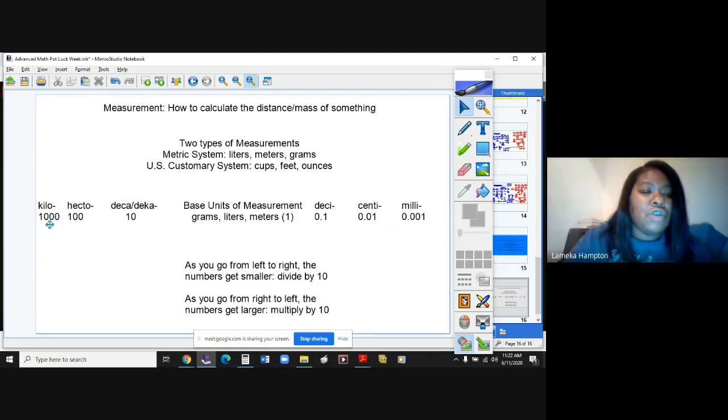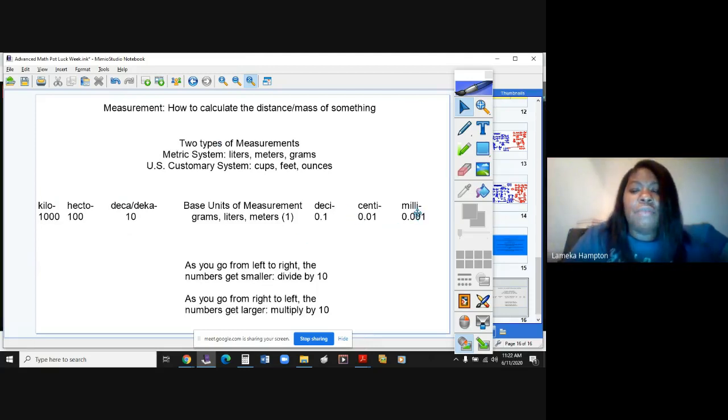Now, if I were to go from kilo to deca, then I would be dividing by 100 because 10 times 10 is 100. But when I divide 1,000 by 100, my answer is 10. So again, if you know how to multiply and divide, measurement is really not going to be a problem for you. And I'm saying that with the utmost confidence that I have, simply because this is just basic multiplication.